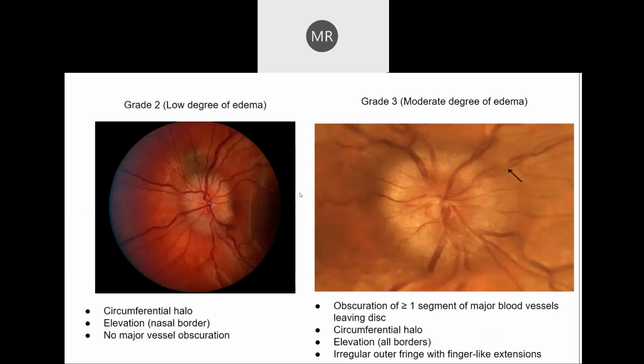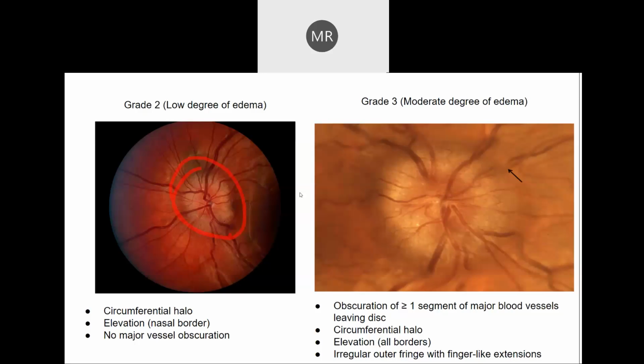So for grade 2 or low degree of edema, you can see there's a circumferential halo. So dekat sekeliling tu dah ada halo. Okay. And no major vessel obscuration. So major vessel obscuration kita boleh tengok dalam grade 3. So kalau dalam grade 2 dia tak ada obscuration lah.